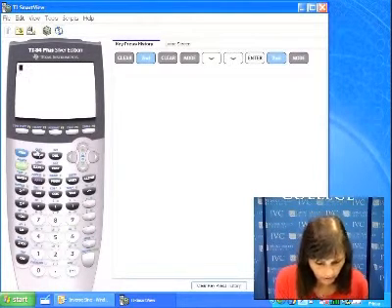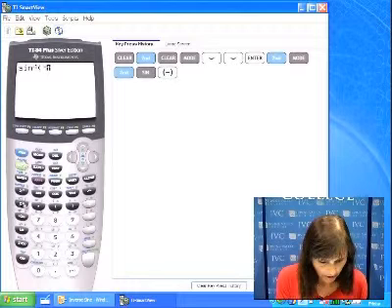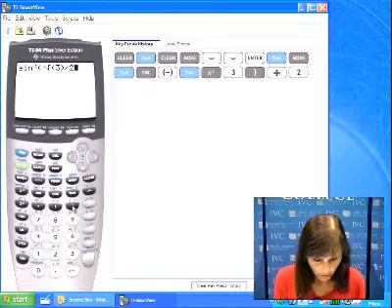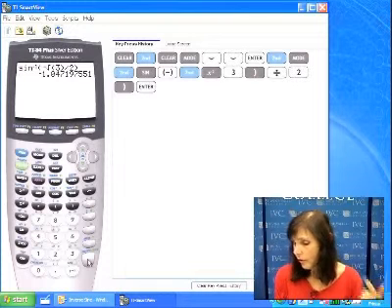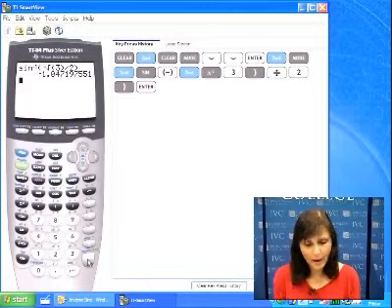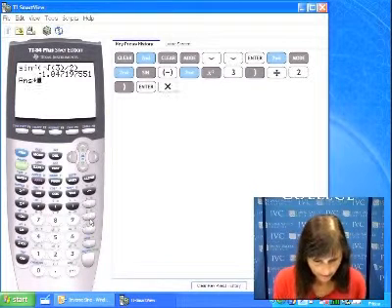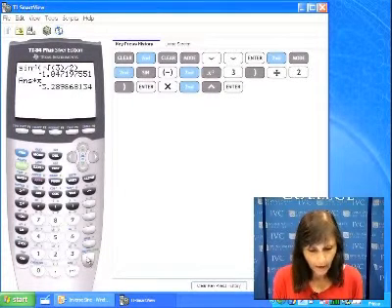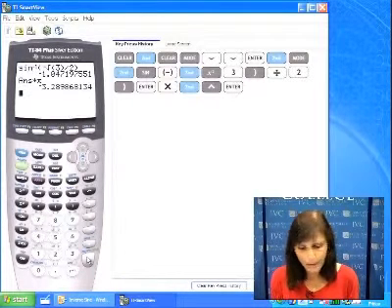So you are going to pick sine inverse of negative rad 3 over 2. Okay, it gave me negative pi over 3. If you don't remember, this is actually negative pi over 3. What you can do, you can multiply by pi.